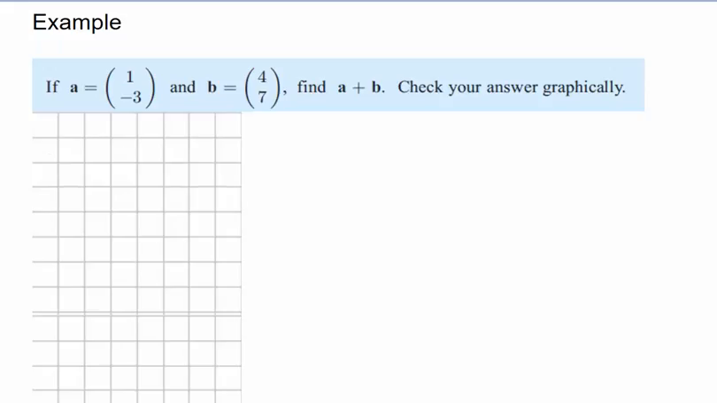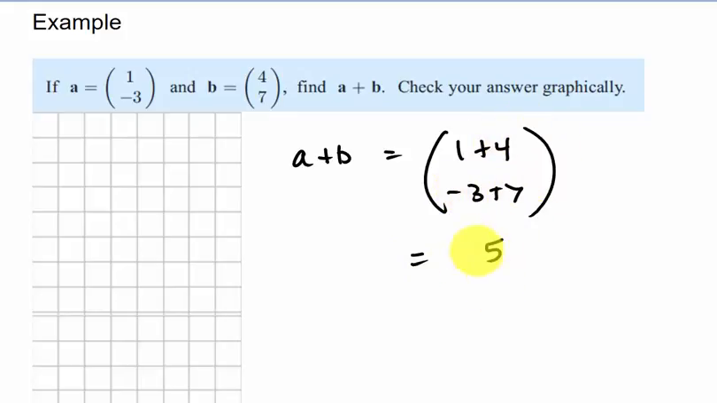So if I want to add a and b, a plus b, 1 plus 4, and negative 3 plus 7. So I get 5 and 4. Go ahead and do that graphically to check that your resultant vector has a horizontal component of 5 and a vertical component of 4. I'm not going to do that.